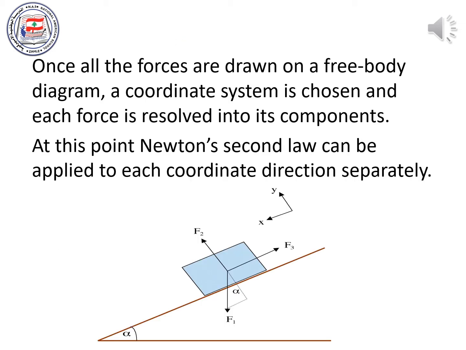Once all the forces are drawn on a free body diagram, a coordinate system is chosen and each force is resolved into its components. At this point, Newton's second law can be applied to each coordinate direction separately. As you can see in the figure in front of you, a box is on an inclined plane, which is a tilted plane or a tilted surface. And you can see the free body diagram of the box showing three forces acting on the box. And the coordinate system is chosen, which are the x and y axes. The x-axis is parallel to the plane, and the y-axis is perpendicular to the x-axis. So each time you draw the free body diagram, you have to choose the most appropriate coordinate system.